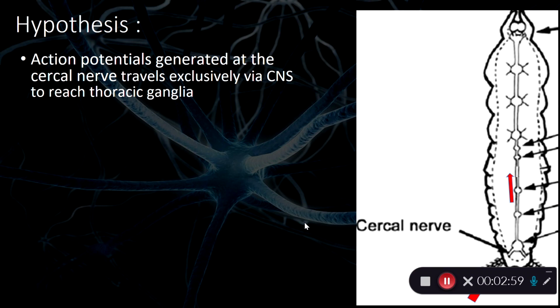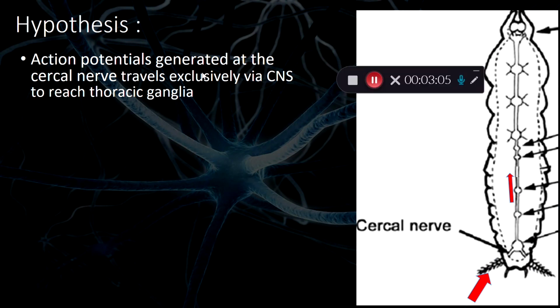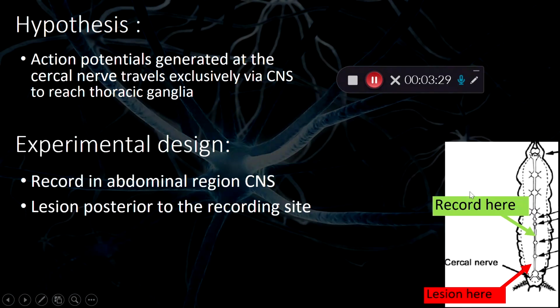Okay, so let's talk about the hypothesis we're going to have today. We are going to test the hypothesis that a signal generated at the cervical nerve will travel exclusively through the CNS to reach the thoracic ganglion. So it's a two-part test. First one, the signal will travel ascendingly. Second, going through the CNS is the only way to reach there.